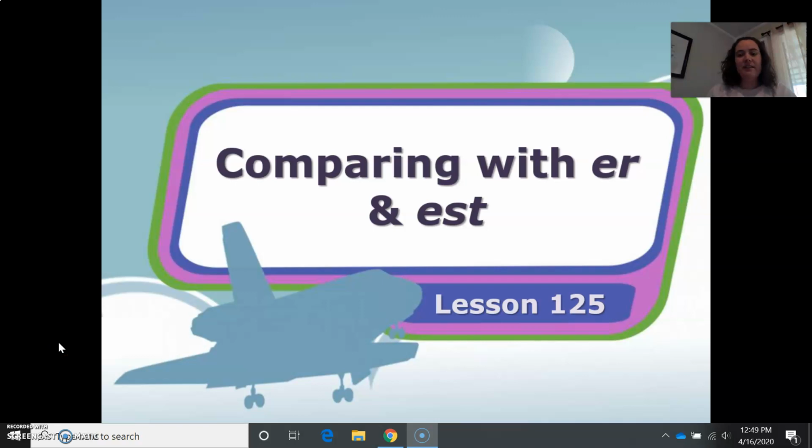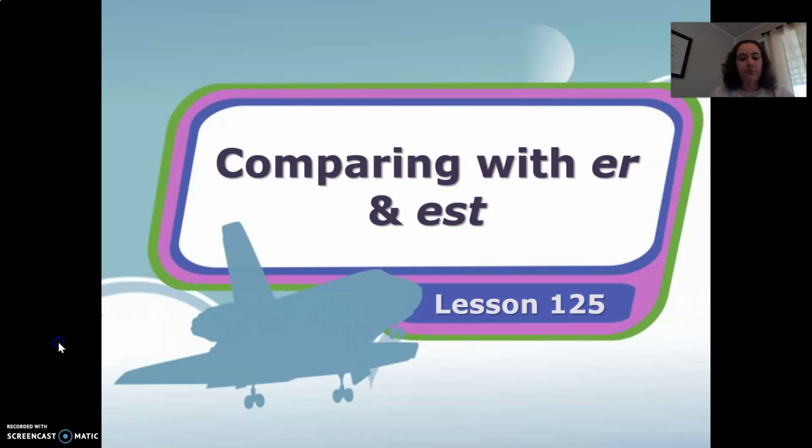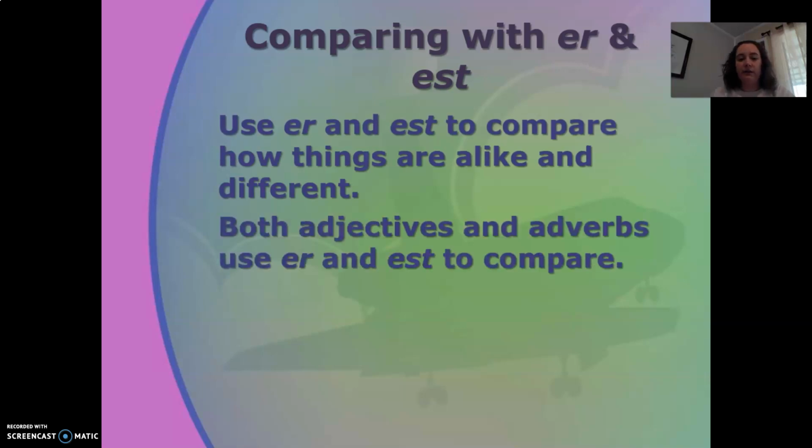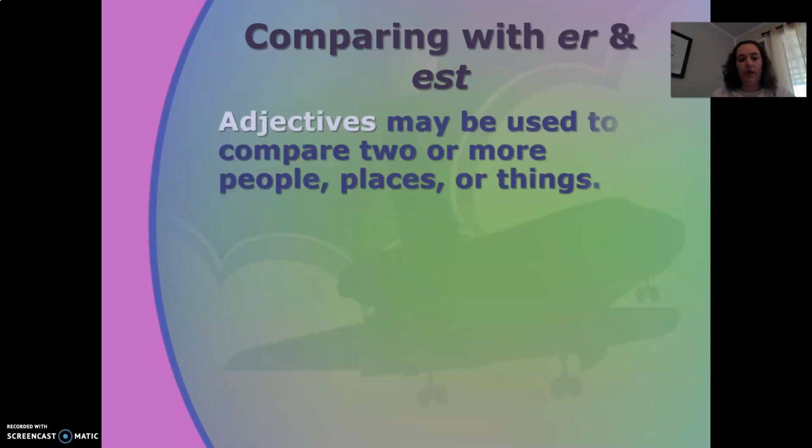Hi, fourth graders. Today for English, you're going to be working with some more adjectives and adverbs. Specifically, we're going to be looking at adjectives and adverbs that compare. Words that end in ER and EST are used to compare. Use ER and EST to compare how things are alike and different. Both adjectives and adverbs can use ER or EST to compare.